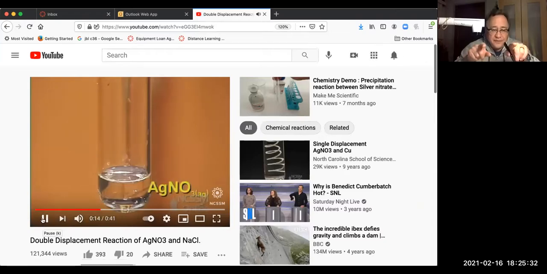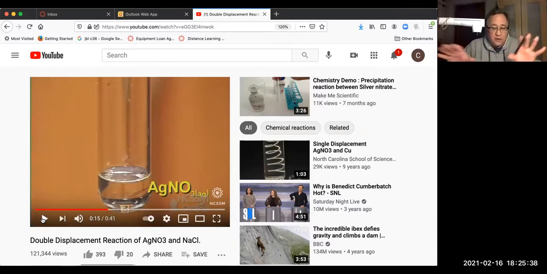Okay, so in that solution, the silver ions and the nitrate ions are not together. They're separate from one another, floating around in solution. The reason you can't see them is because they're the size of atoms, and atoms are too small to see.